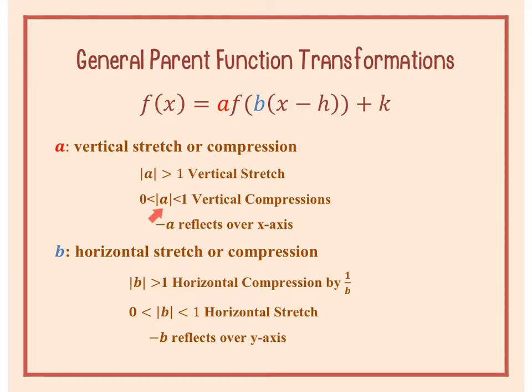If the absolute value is between 0 and 1, then it's a vertical compression. The graph is going to get closer to the x-axis. It also looks wider. Now, if it's a negative, it reflects over the x-axis. So a -5 would be a reflection over the x-axis and a vertical stretch because the 5 is greater than 1. Okay? So fractions between 0 and 1 are vertical compressions. Anything greater than 1 is a vertical stretch, and then if it's negative, it reflects over the x-axis.